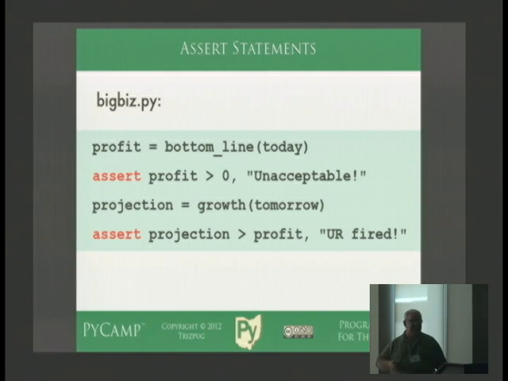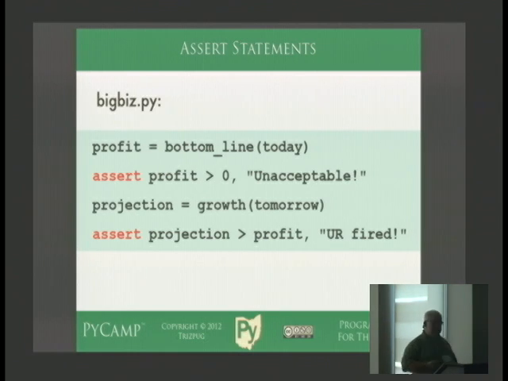So let's assume that we have a Python script, and it's called Big Biz. And Big Biz is going to simulate a business model for our business. It's going to try to tell us what our profit is, and it's going to try to project what our profit will be in the future. And it's going to have a couple of functions in it. One is going to be called bottom line, where we can give some sort of datetime object or some other form of timestamp. And it's going to tell us at that time what the profit is.